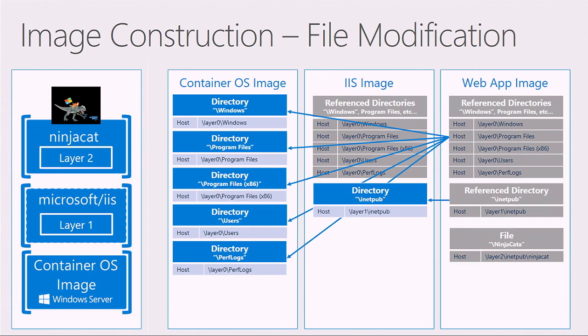right? Again, very small. Now, I can't use this image without this image being present because they have a dependency on each other. And I can't use this image without the container OS image being present because they have a dependency. But when I have all three of them together, I can run a container off of it, which has my website in it. Pretty neat.